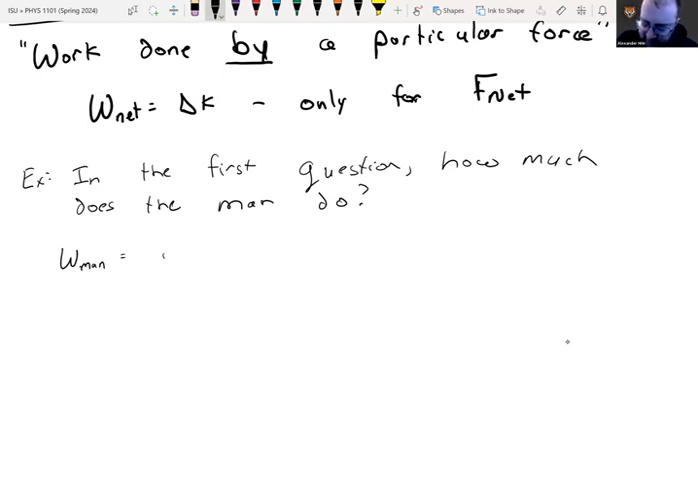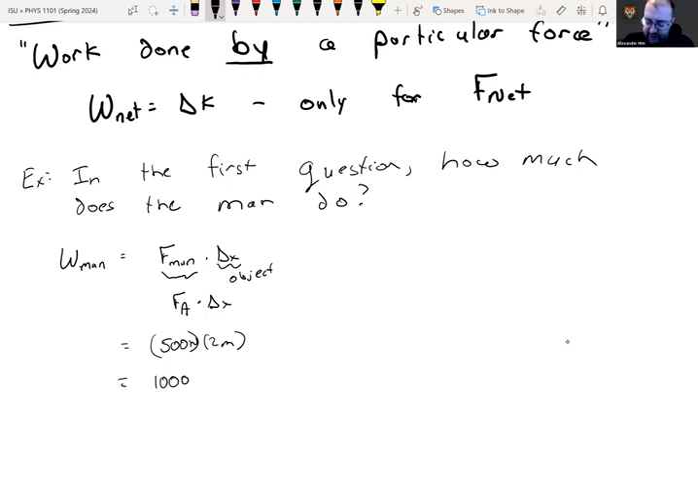It's basically the force from the man, which we said was F applied, times delta X of the object. Okay. And in the original problem, looking back, delta X was originally just 2 meters. So we had 500 newtons was his force times 2 meters, and that's just going to give us 1,000 joules. Okay, so the idea here is that this is how much energy the man put into that.